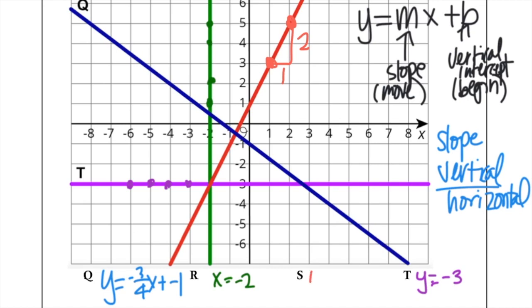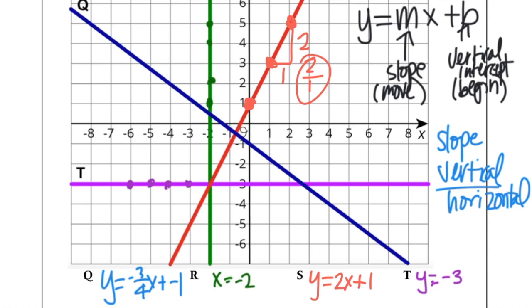So I'm going to say y equals 2/1, which simplifies to 2. So I would accept either 2/1 or 2, either way works, times x. And that's because 2 or 2/1 is our slope. Then we're going to find the y-intercept, or the vertical intercept, which is at y value 1. So we're going to say +1. So that's the equation for my line S.